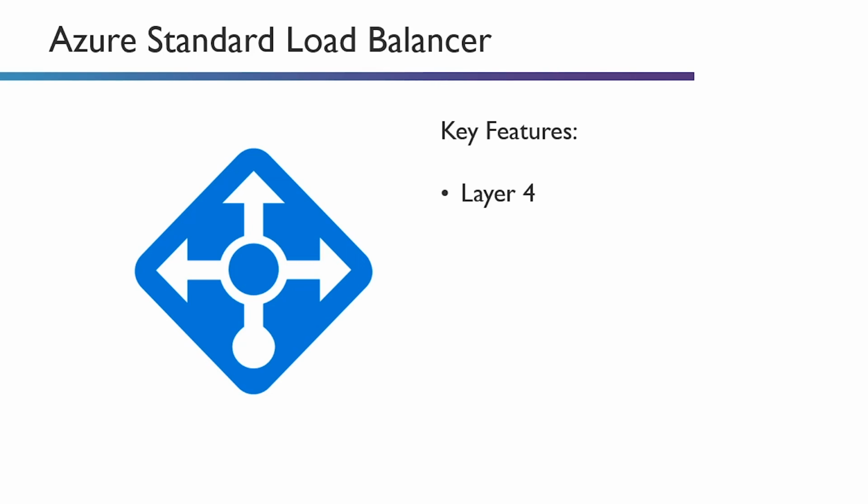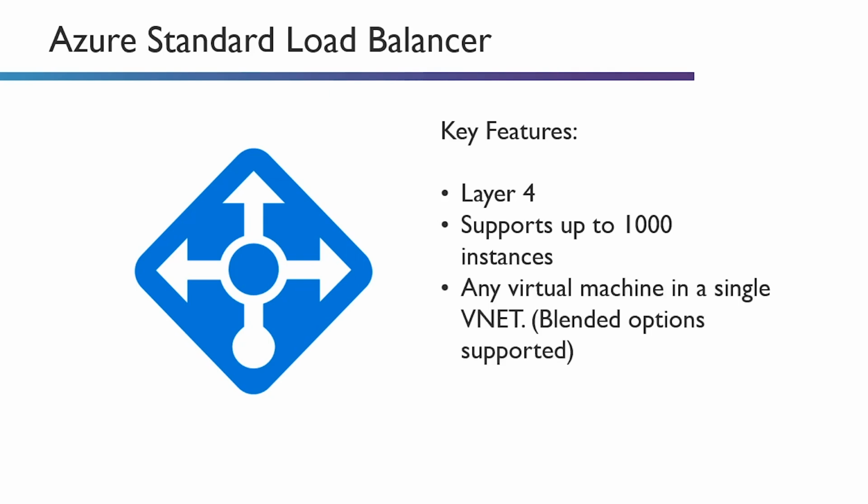So layer 4 still, that's something just to keep in mind to begin with. It's still a layer 4 load balancer, but it supports up to 1,000 instances as opposed to the 100 on the basic load balancer. Any virtual machine in a single VNet. This is a big difference because in the basic load balancer, we tie it to an availability set, and this works with blended options as well, so VMs and other services in that same VNet. So that's a big difference there as opposed to being tied to that availability set.